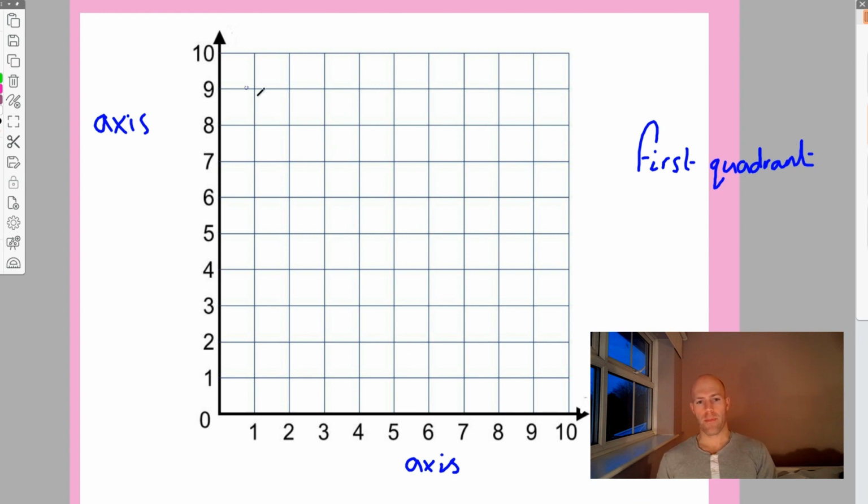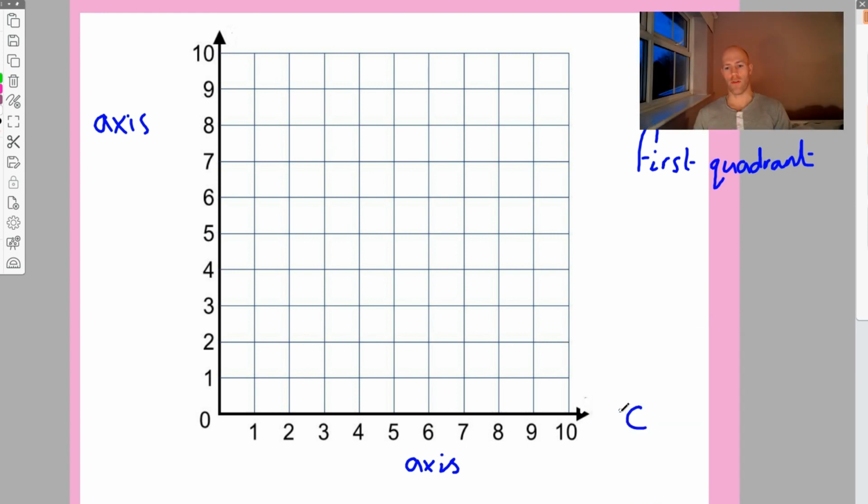So this axis here, the horizontal, is the X. I don't write it like that because it's not a multiply sign in maths, so we write an X like that. You're used to that if you've done the algebra. And this is the Y axis. There are lots of different ways to remember which is which. It's really important that you do remember which is which.